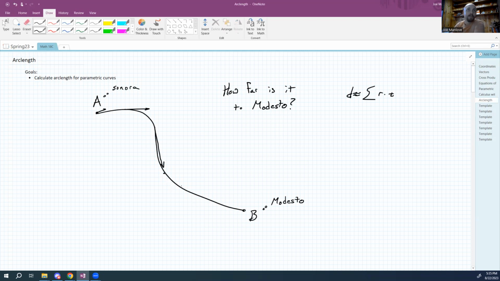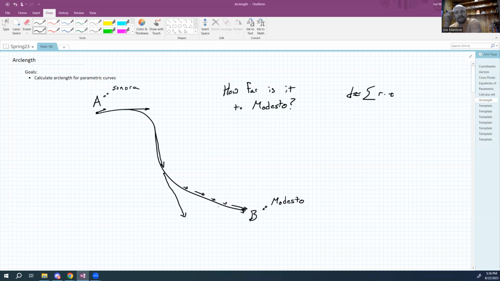Oops, that was kind of a crappy arrow. Big old tangent vectors going nice and fast. Then I get to someplace like Oakdale and I slow way down, right? Then I come through it a little bit, get going a little faster. Then traffic slows down again. Then I get a little burst of speed. Then traffic slows down again, and then I get to Modesto, right? So I've got all my little tangent lines. Those are really at separate time intervals, right? I have different velocity vectors, and they're smaller or bigger.